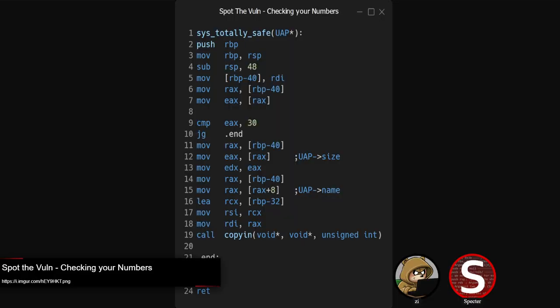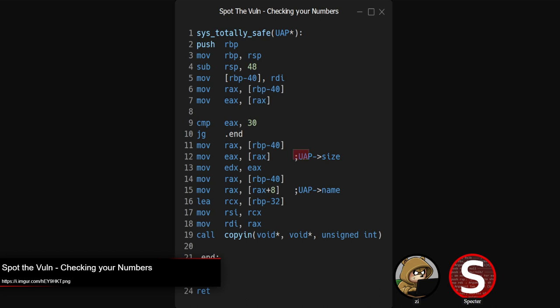It's assembly. It's a bit of a change up from a lot of the higher level language Spot the Vulns we have. And it's just a simple syscall that doesn't really do very much other than copy in some user data. The problem is that it takes user input, UAP is user arguments and parameters, and it will use that for the copy in size.